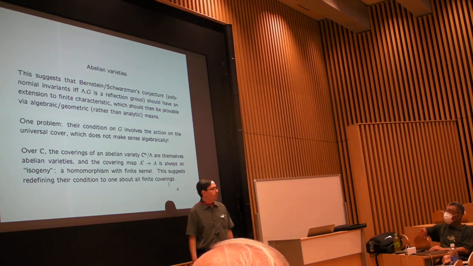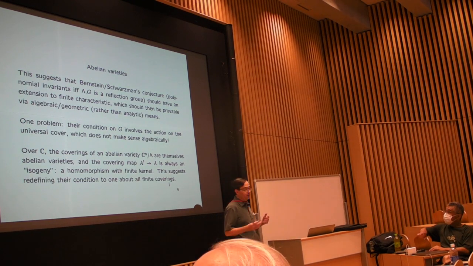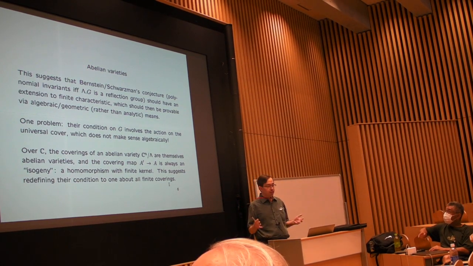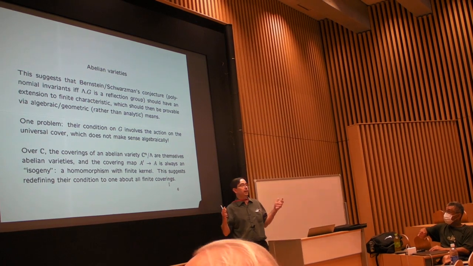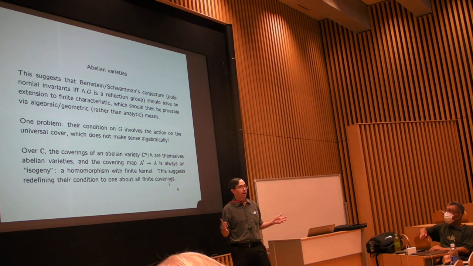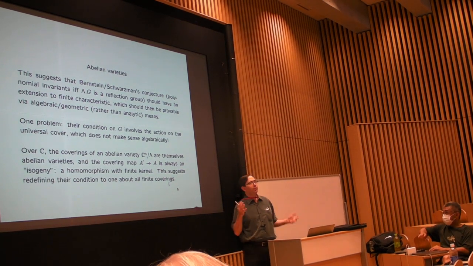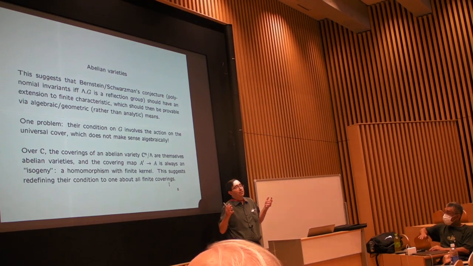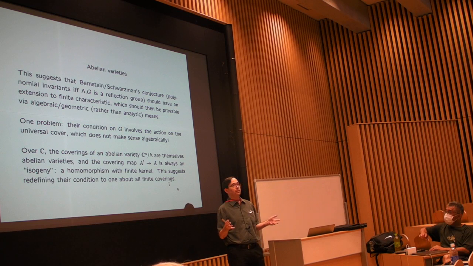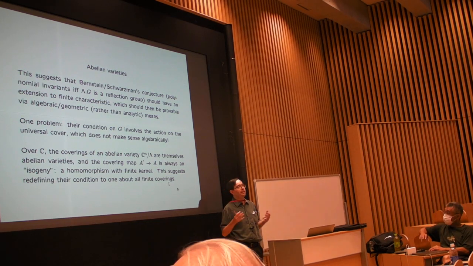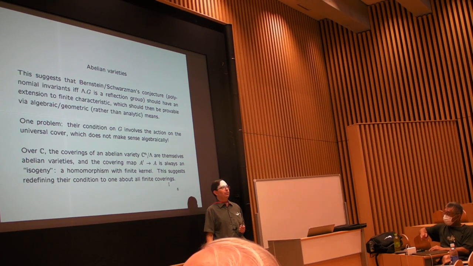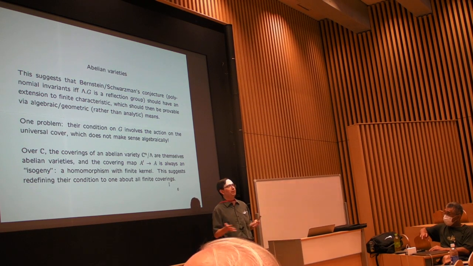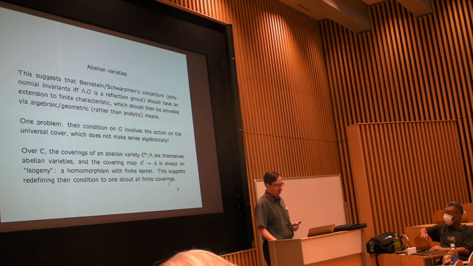Okay, so in particular, I'm not just trying to prove Bernstein-Schwarzman's conjecture. I'm trying to prove something that includes finite characteristic. And what this means is I can no longer use the analytic techniques that Looijenga and Bernstein-Schwarzman used. I have to use algebraic or geometric techniques. Now the plus side is that in the end, I'm able to do computations using Gröbner bases to deal with some of the hard cases. So it does make something nicer.